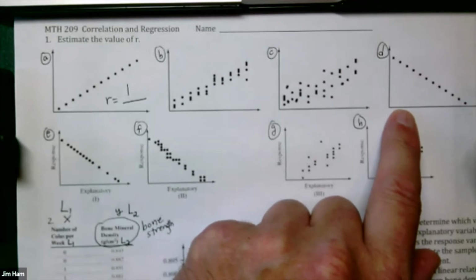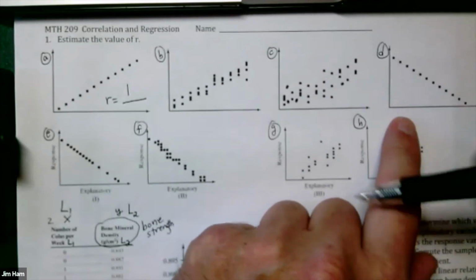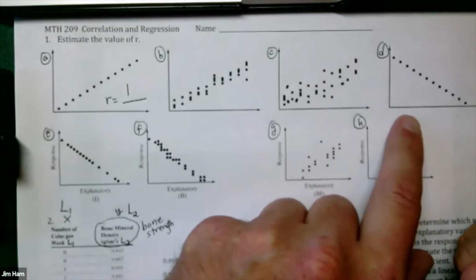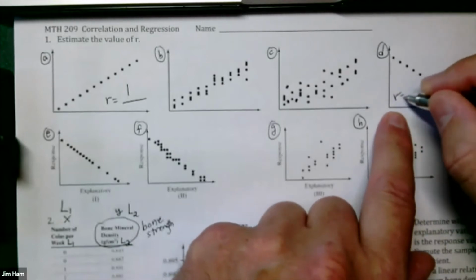Okay, so this one has a downward slope. So the slope of a line that would go through those points would have a negative slope, and it's a perfect linear relationship. So yes, this one is -1.